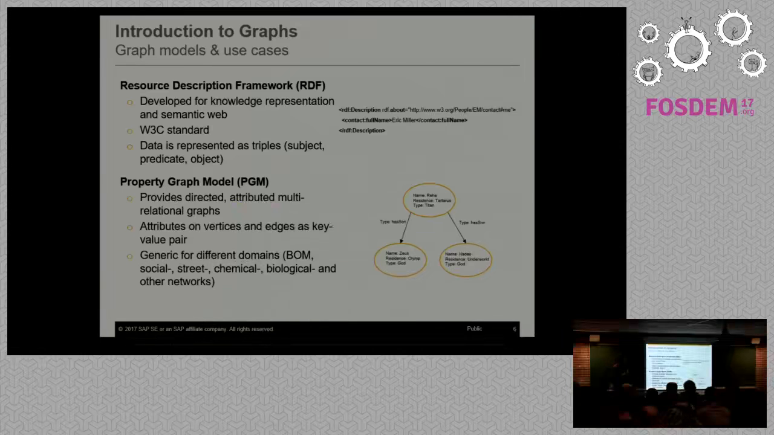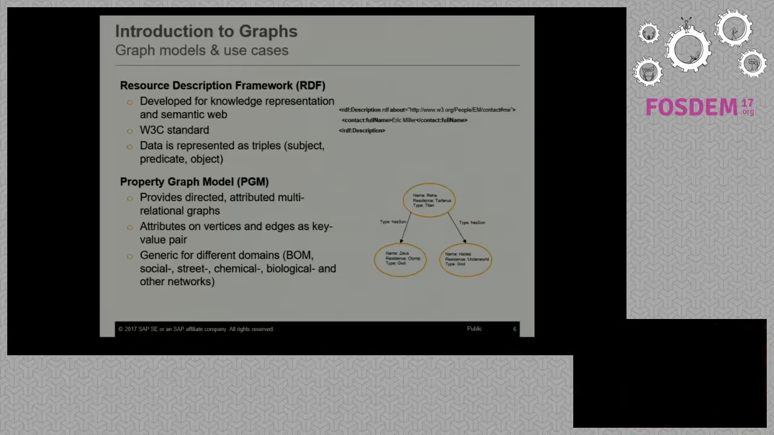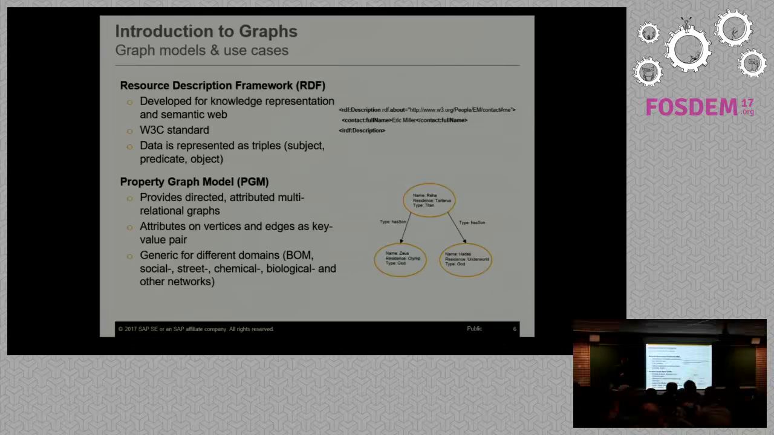The first one is RDF, the resource description framework. And this was introduced for knowledge representation and the semantic web. It represents the data as triples with subject, predicate, and object. And these vertices and edges don't have any attributes. So you specify a vertex has age, and then as object you use a literal, and it's a standard.